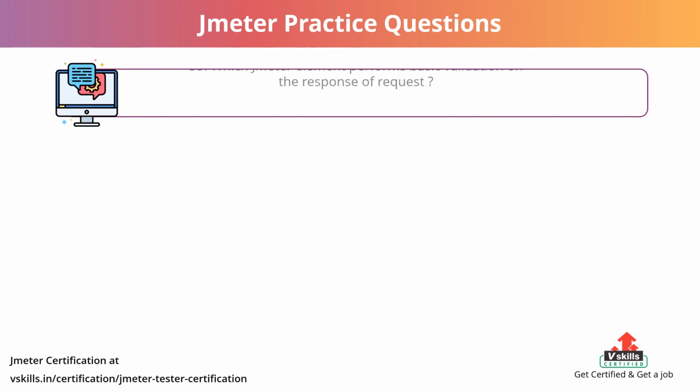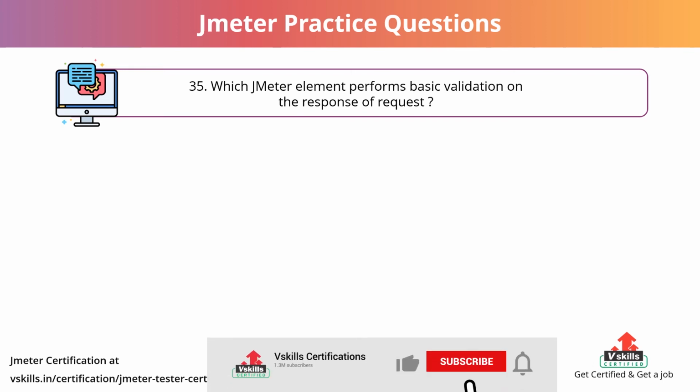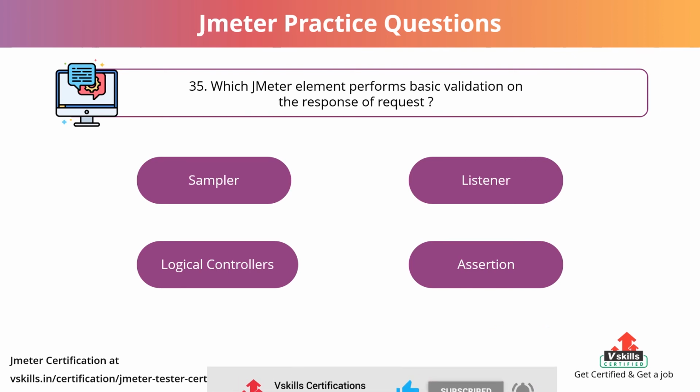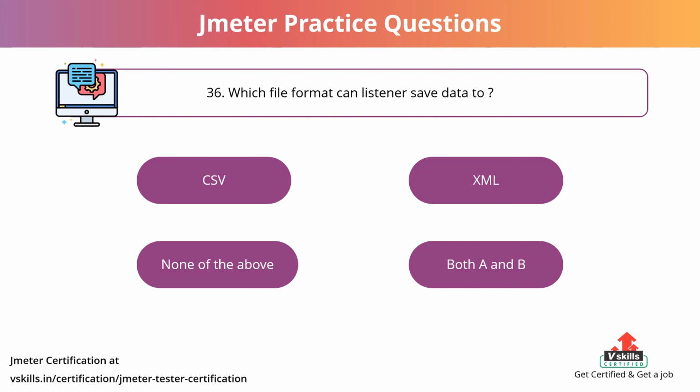Question number 35. Which JMeter element performs basic validation on the response to a request? The options are A, listener, B, sampler, C, assertion, D, logical controllers. The correct answer is option D. Question number 36. Which file format can a listener save data to? The options are A, CSV, B, XML, C, none of the above, D, both A and B. The correct answer is option D.